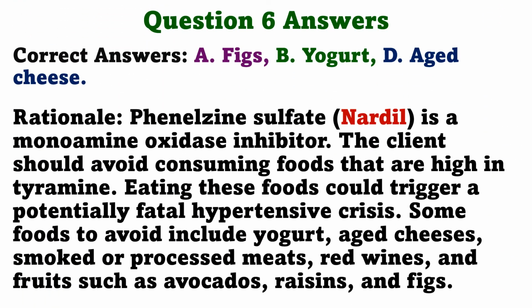The correct answers are A. Figs, B. Yogurt, and D. Aged cheese. Rationale: phenelzine sulfate is a monoamine oxidase inhibitor. The client should avoid consuming foods that are high in tyramine. Eating these foods could trigger a potentially fatal hypertensive crisis. Some foods to avoid include yogurt, aged cheeses, smoked or processed meats, red wines, and fruits such as avocados, raisins, and figs.